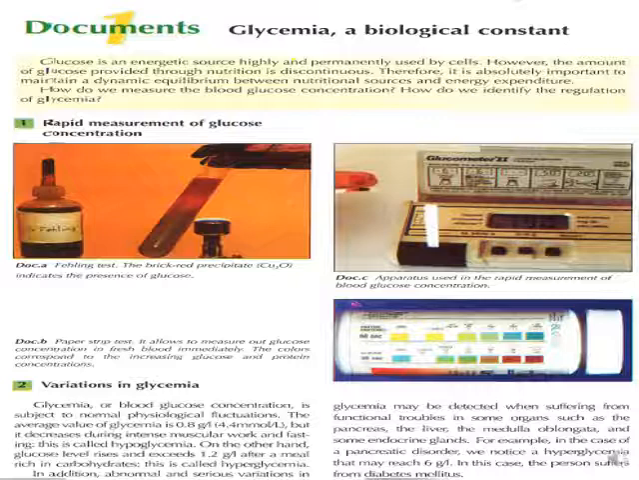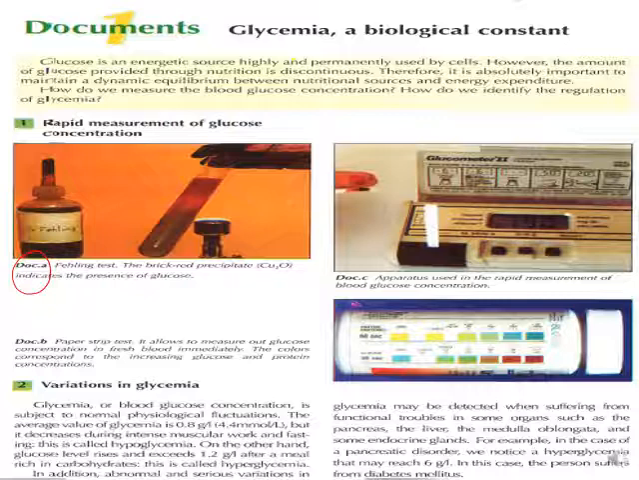So rapid measurements of glucose concentration. In document A, we have first the Fehling test. In the Fehling test, the red precipitate Cu2O indicates the presence of glucose. So whenever we have a red precipitate, this indicates the presence of glucose.